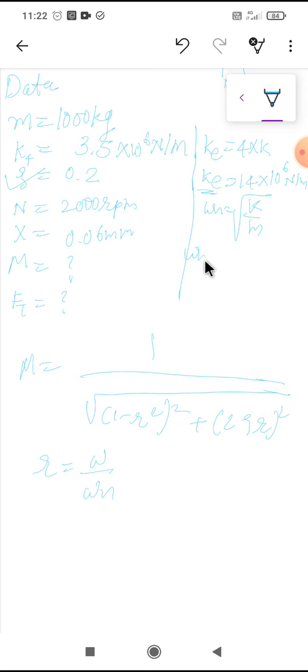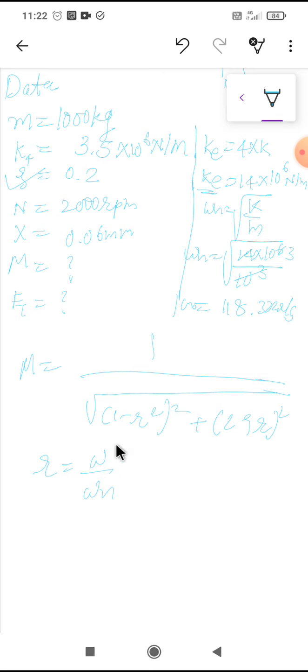So omega n is equal to the square root of 14 into 10 raised to 6 divided by m, that is 10 raised to 3. So 10 raised to 3 will get cancelled. I'm left with 209, and omega n will be equal to 118.322 radian per second. So that is the value of omega n.